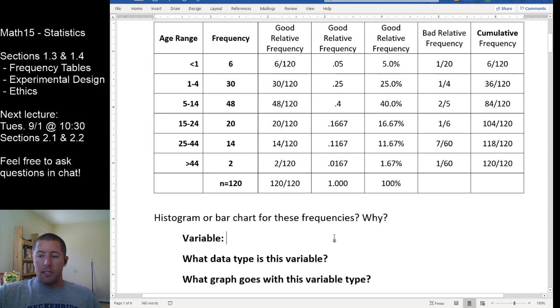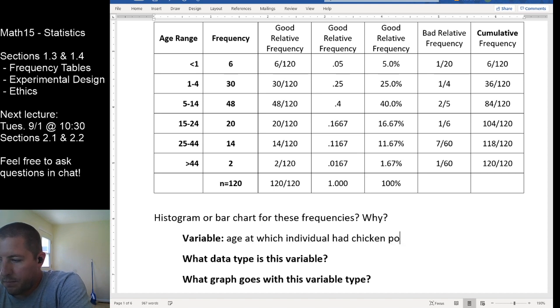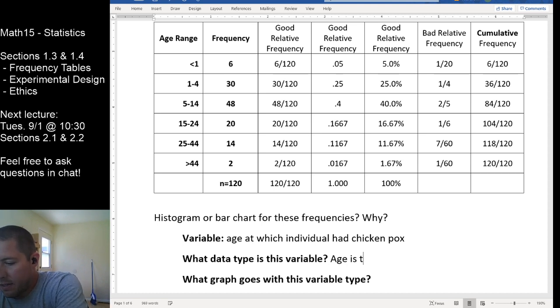And so the way that we can answer this is we can determine what things are being used here. What was even the variable of consideration here? Well, in our case, the variable that we're collecting, the piece of information that we're collecting, is the age at which the individual had chickenpox. And what data type is this variable? Well, when we think of age, we should normally think that age is going to be a continuous variable. Age is typically a continuous variable. But what?